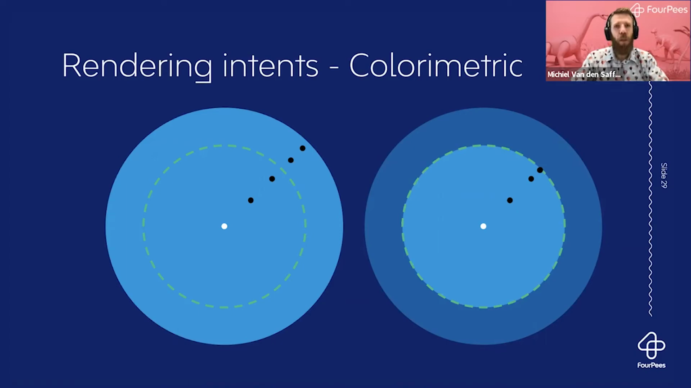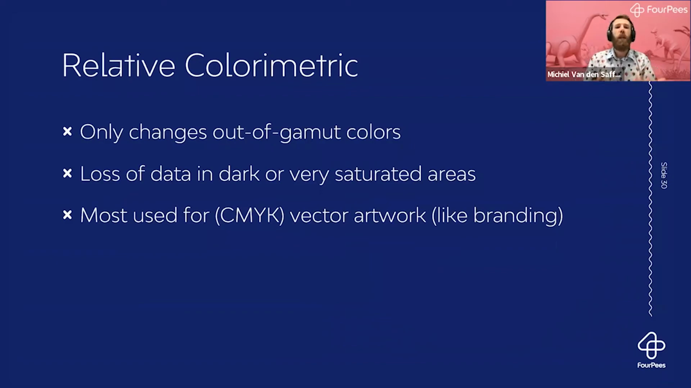Now, what that results in is exactly what I said Perceptual was good at. So this is better than Perceptual in keeping as many colors as accurate as they can be, because it doesn't change all the colors. It only changes those that need to be changed. But it's worse than Perceptual in where you're losing that data, where you're clipping in those very dark or very saturated areas.